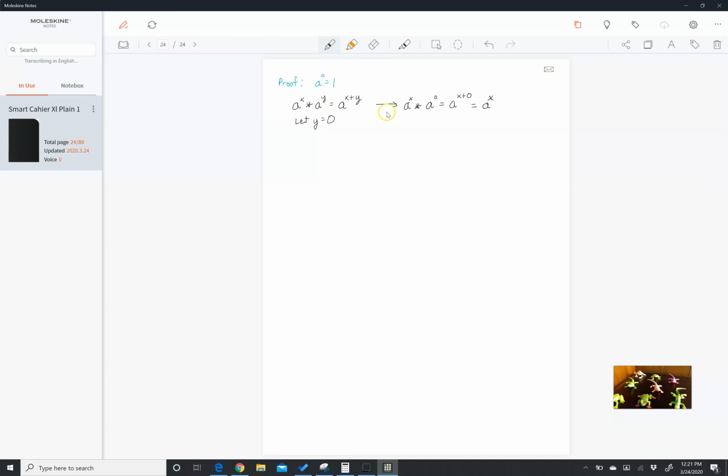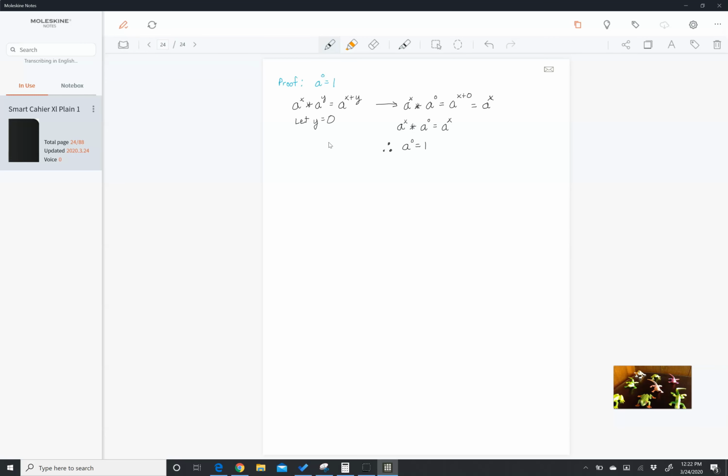And we can do that. As long as we're not breaking any rules, we can do whatever we want. And if it works, it works. So we're replacing y with 0 and we're seeing what happens. So a to the x times a to the 0, we can add the exponents. So a to the x times a to the 0 is equal to a to the x. And that actually means that a to the 0 has to equal 1.